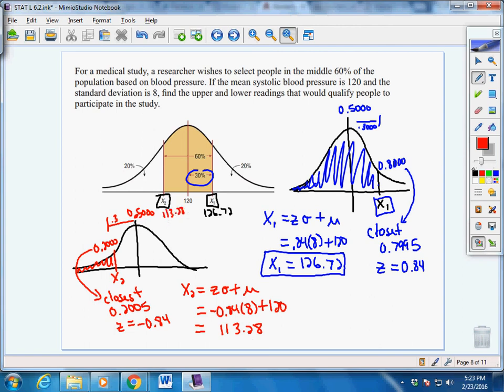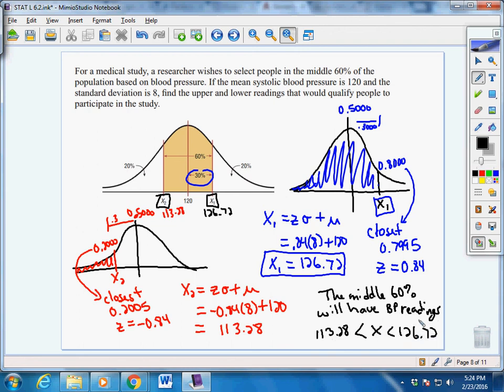What does this all mean? Remember, a researcher wishes to select people in the middle 60% of the population. So the middle 60% are going to have blood pressure readings from 113.28 to 126.72. This will get easier, as with everything, the more you practice it.